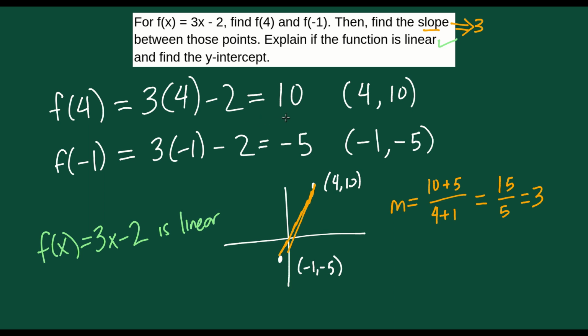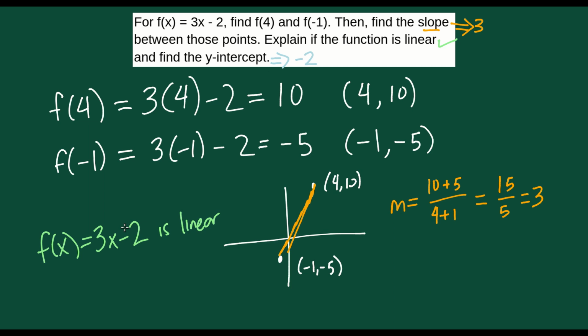Well, the y-intercept, where does it touch the y-axis? We can know the y-intercept when x equals 0. So if x equals 0, 3 times 0 is 0 minus 2. So our y-intercept is going to be at minus 2.